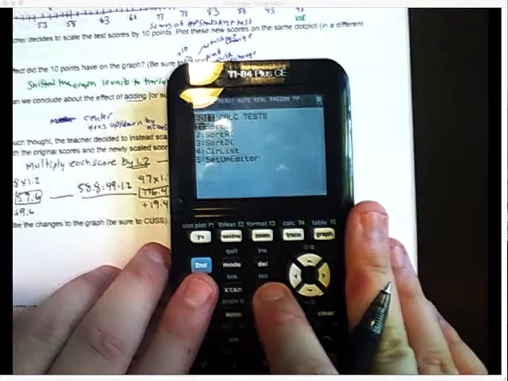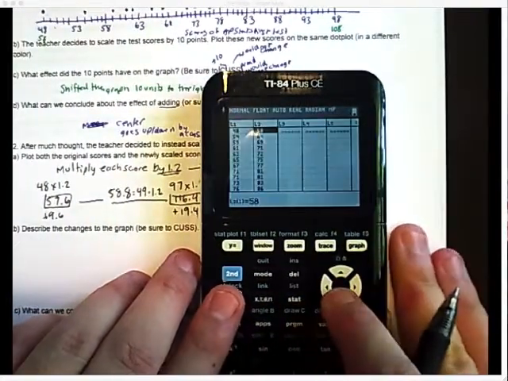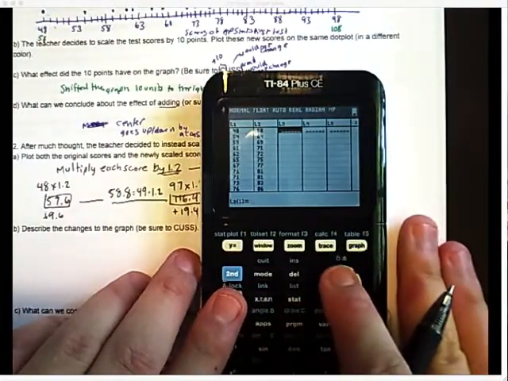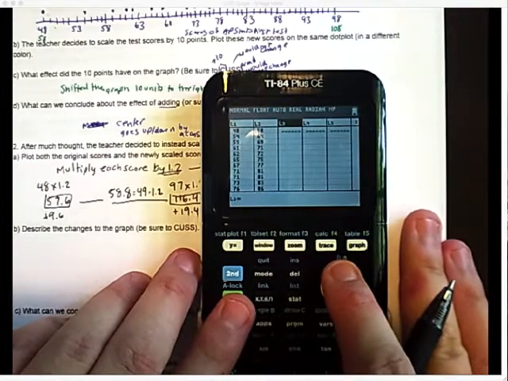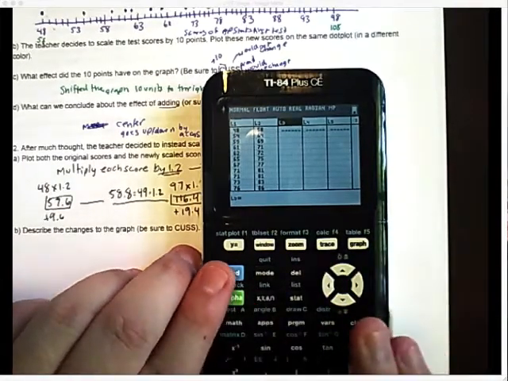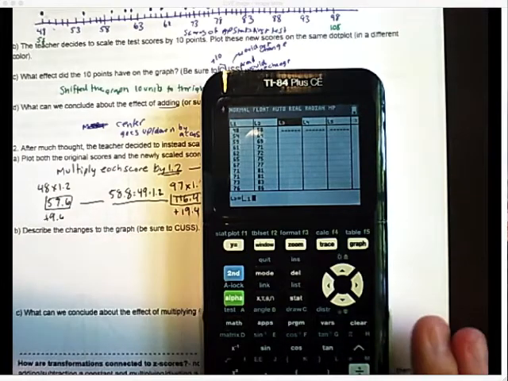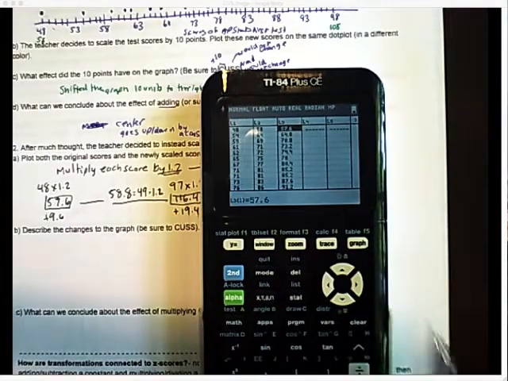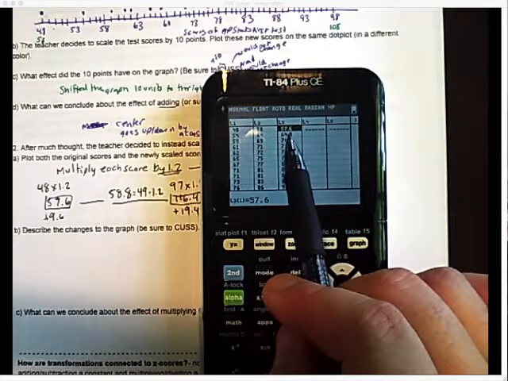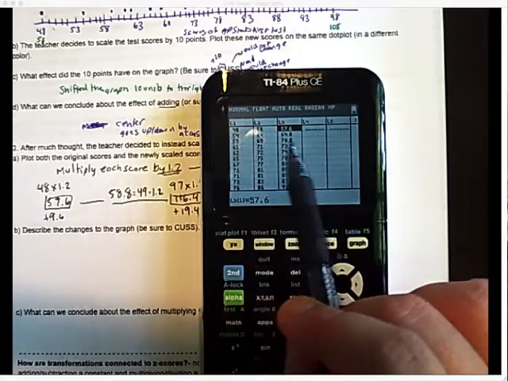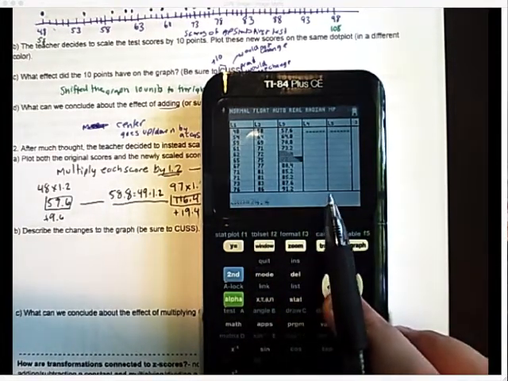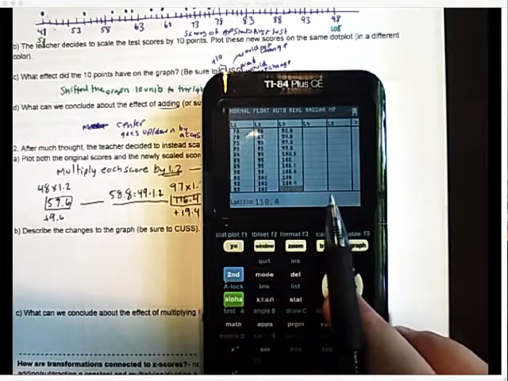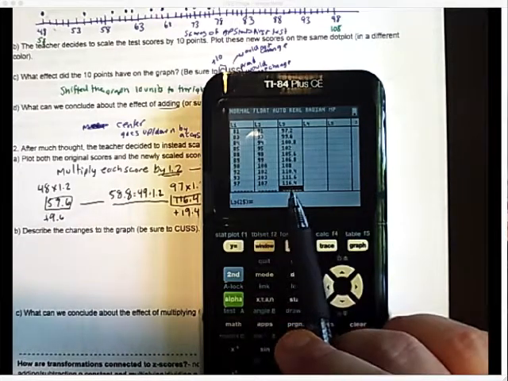So let's go under our list. We'll go stat edit. Now I'm going to put that into list 3. I'm going to say take my original data that's in list 1 and multiply it times 1.2. So this 48 becomes a 57.6. The 54 becomes a 64.8. All the way through until the best score is now a 116.4.